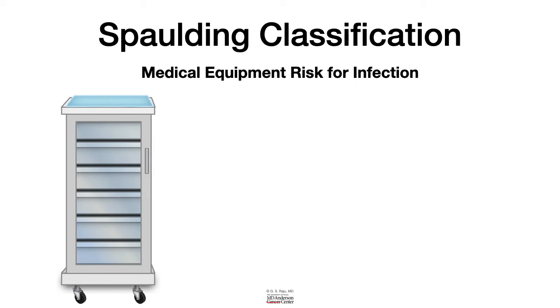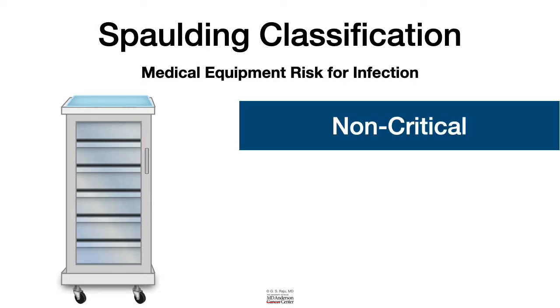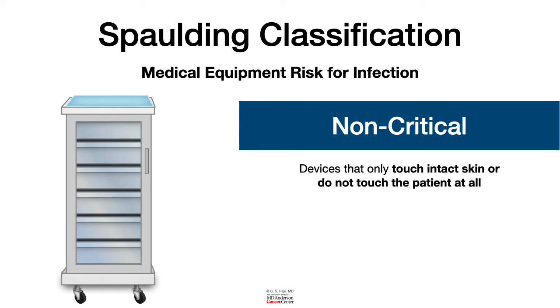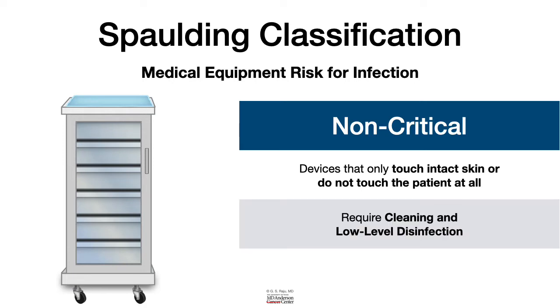So in healthcare, we use a lot of equipment, and the equipment is categorized into non-critical, semi-critical, and critical according to Spalding. This is known as the Spalding classification of medical equipment according to the risk for infection. So here is a storage device. It is a non-critical item. And what is a non-critical item? This is a device that just touches the skin or might not even touch the patient at all. And these are cleaned by using just regular cleaning and low-level disinfection. Other examples include stethoscopes, supply carts, patient beds. These are all known as non-critical items.